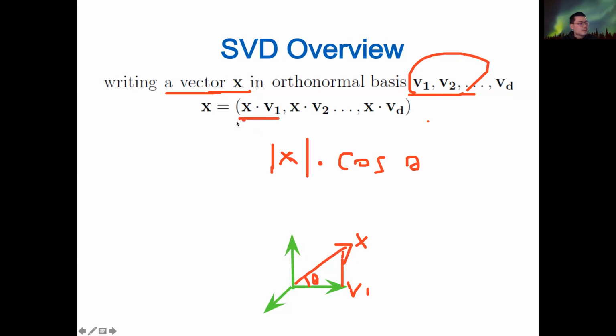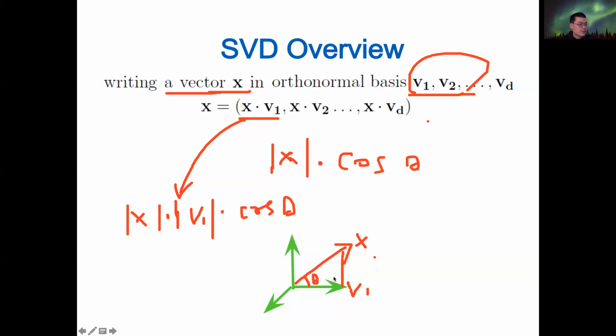What is x·v1? It is the inner product, equal to the length of x times the length of v1 times cosine theta. You should know this already: the inner product between the vectors equals the lengths times cosine theta. And since v1 is a basis vector, its length is 1. That's why we have this.